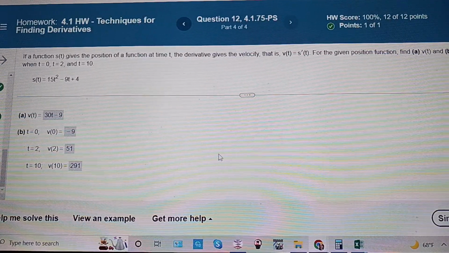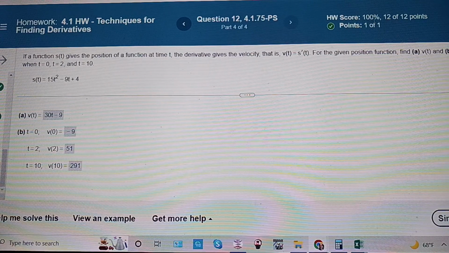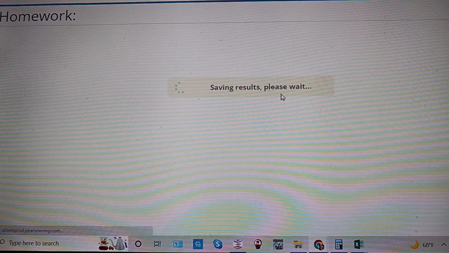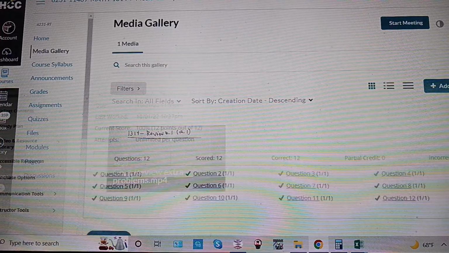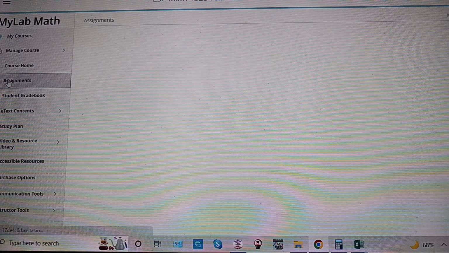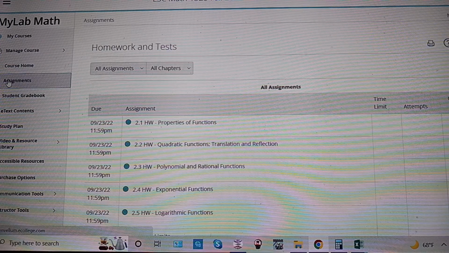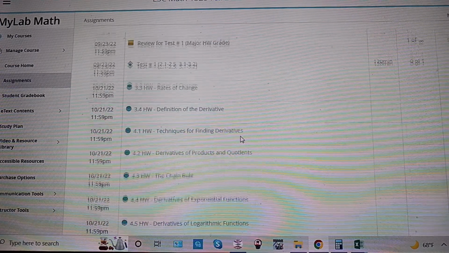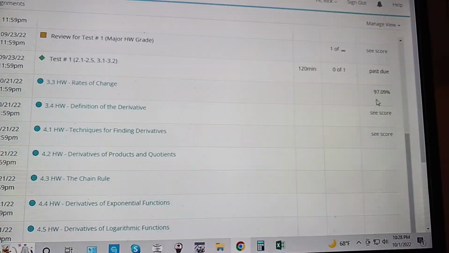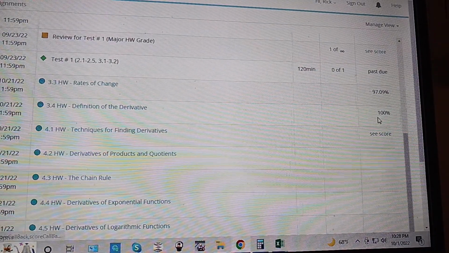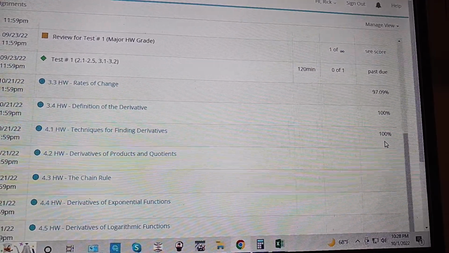Okay, so that's it. That's 100% on this assignment. We did all 12 problems. Save this. And all 12 of those are done. So we've done, see, rate of change, that's derivative too, rate of change. That's how I knew that one answer had to do with rate. So we got 100, I almost got 100 here, 97.09, and 100 there, and 100 here.